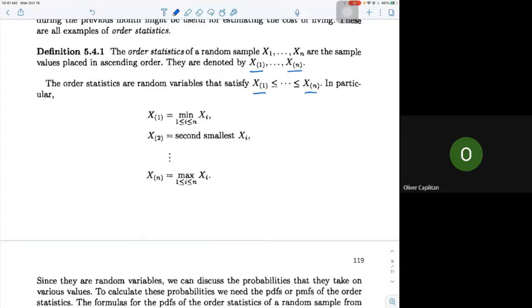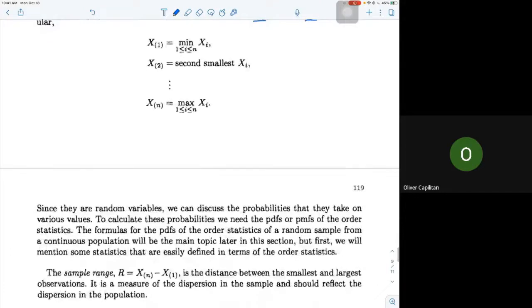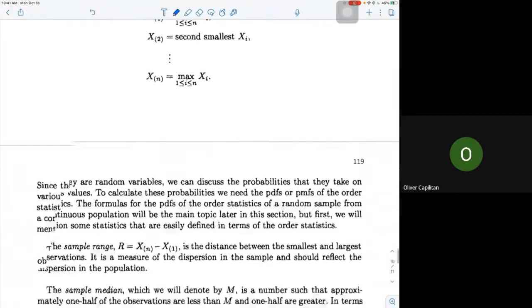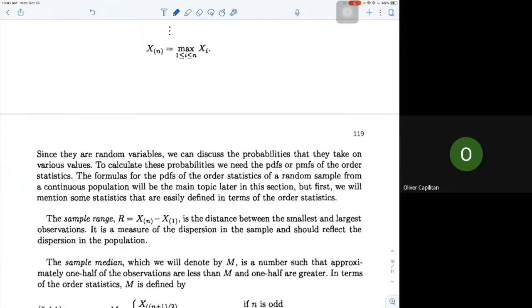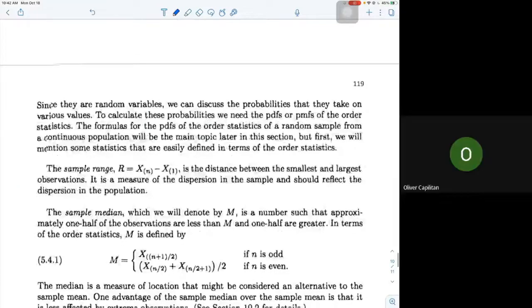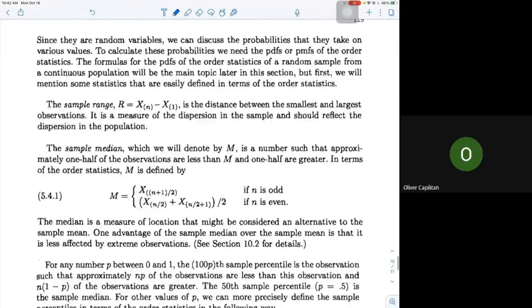So we can now compute probabilities on some values of these random variables. To be able to compute the probabilities, we need the PDF or the PMF of these order statistics. Okay, so before determining these distribution functions, consider first some definitions.